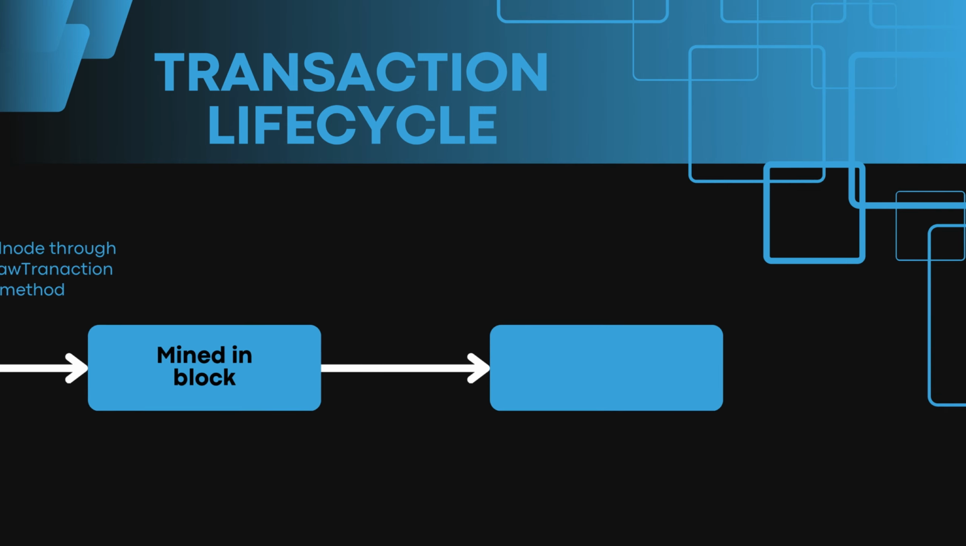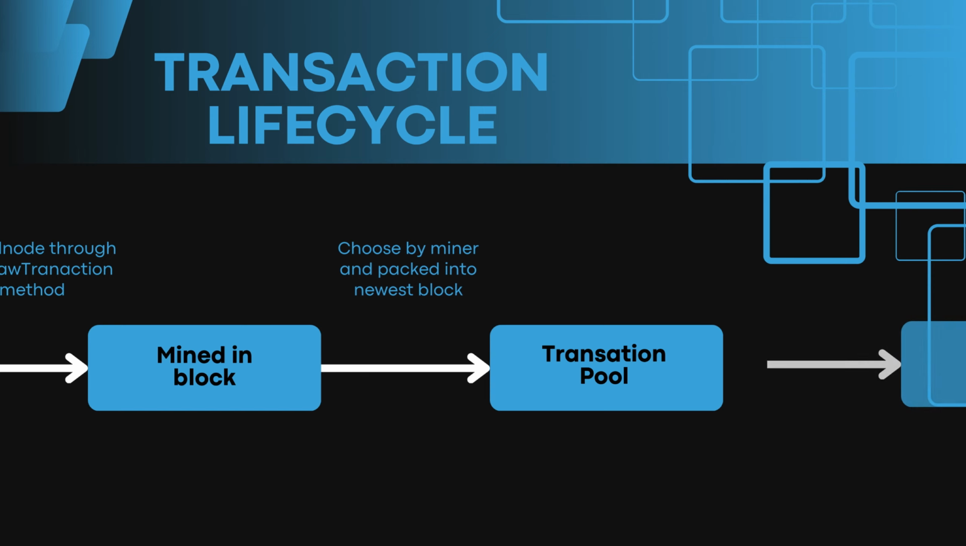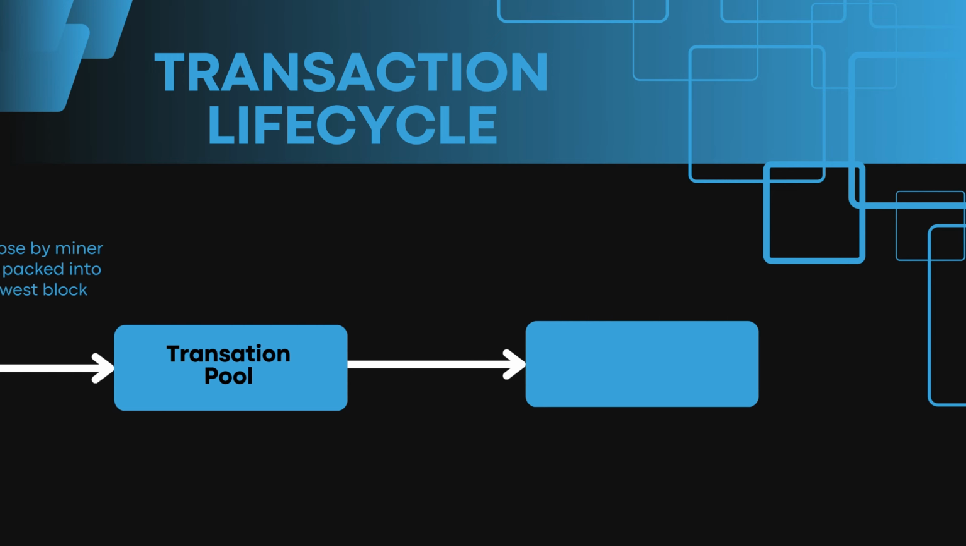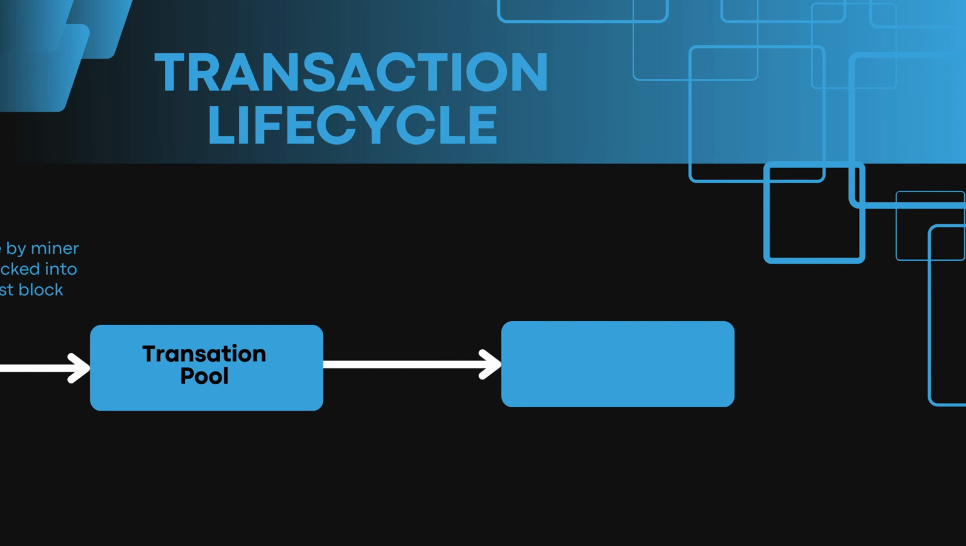At this point, your transaction enters the transaction pool. This is basically a waiting area where all pending transactions sit until a miner picks them up. Miners look at the pool and usually choose transactions with higher gas prices first, since those offer a better reward. When a miner selects your transaction, it gets packed into the newest block being mined. Once the block is successfully mined, it's broadcasted to the rest of the network.